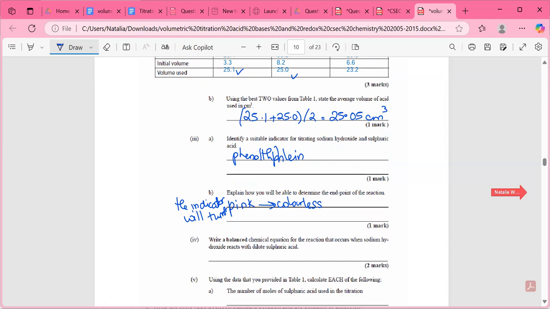Write a balanced chemical equation for the reaction that occurs when sodium hydroxide solution reacts with dilute sulfuric acid. Anybody wants to give me that? Same equation we did a while ago. So H2SO4 aqueous plus 2 moles of NaOH aqueous produces Na2SO4 aqueous plus 2 water liquid.